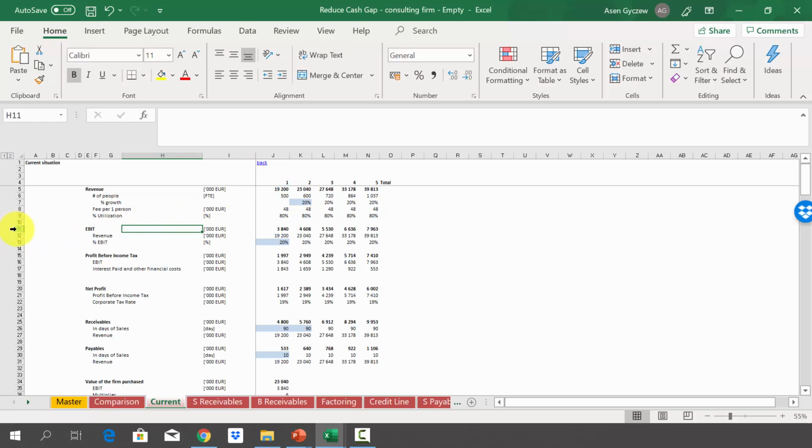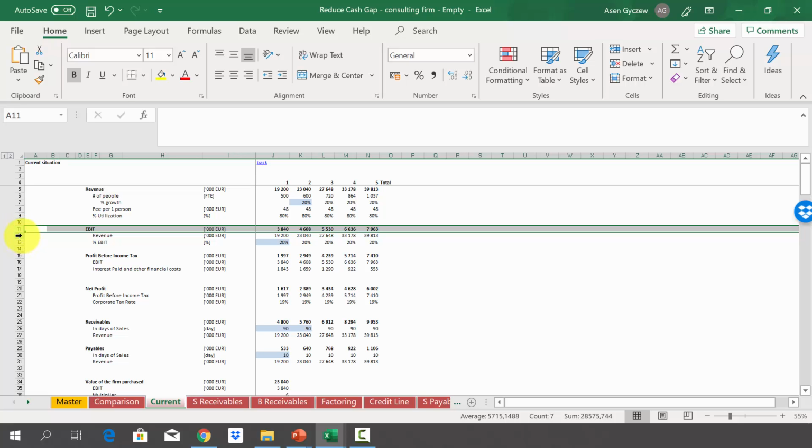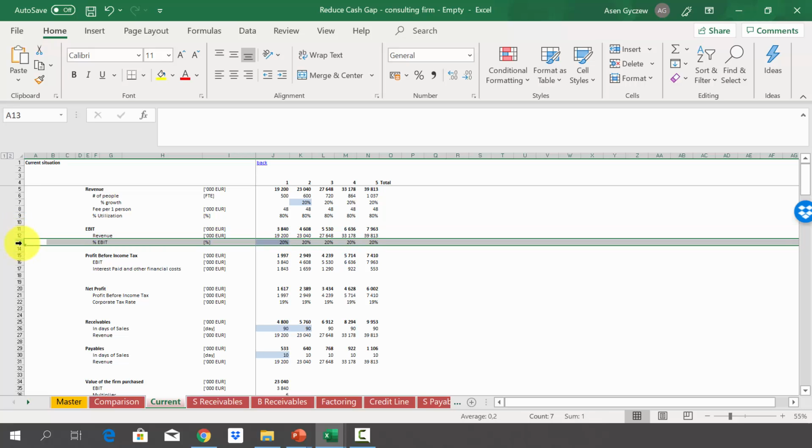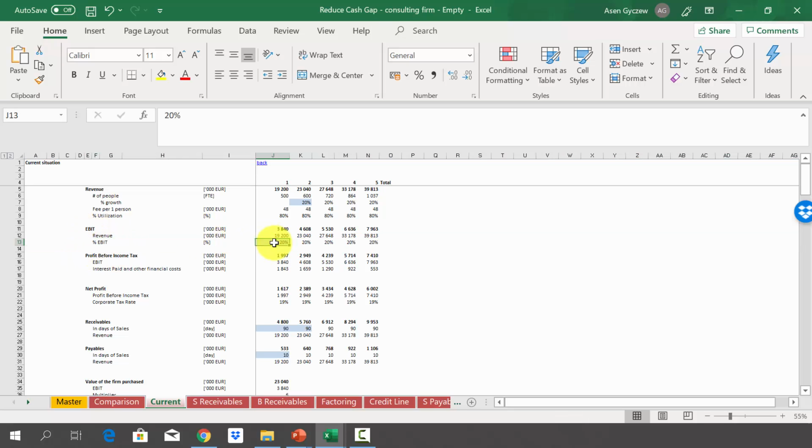Then we estimate on the basis of that EBIT, and EBIT we estimate using revenue, and we multiply it by the assumed percentage EBIT, which is 20%.